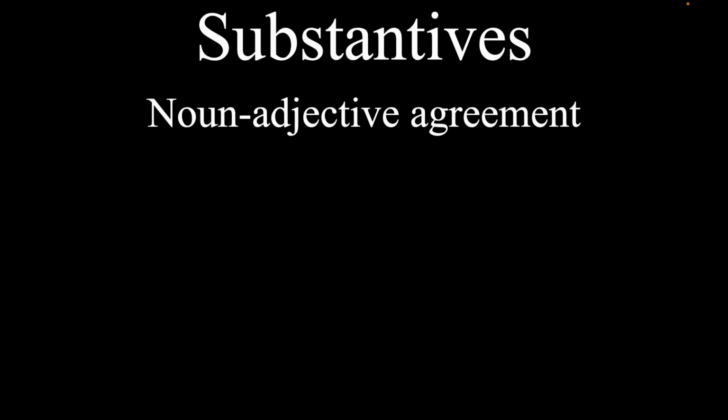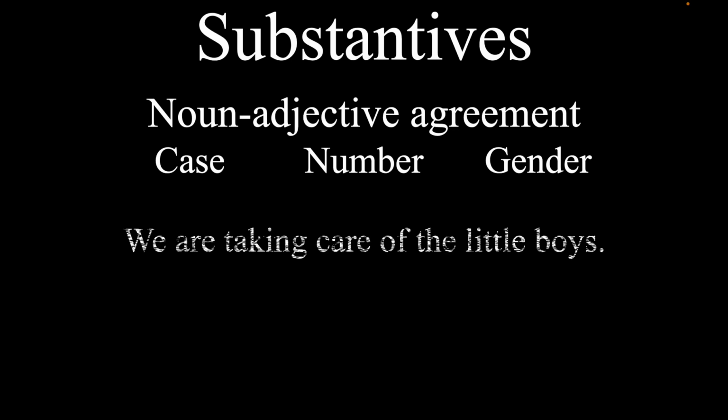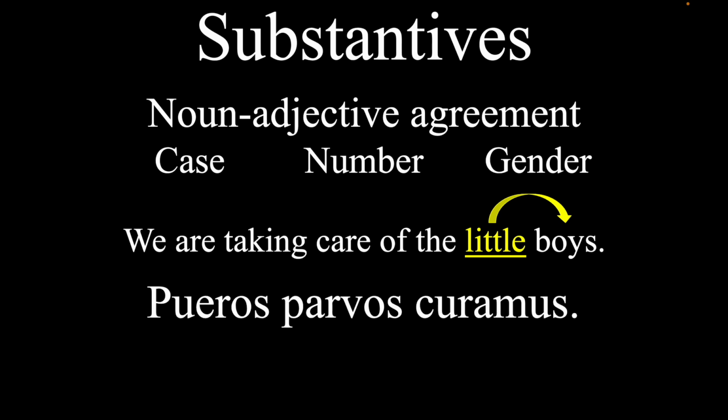In Latin, substantives are used much more often than they are in English. That's because of something that we covered in the previous video, which is noun and adjective agreement. As we covered before, nouns and adjectives will always agree in case, number, and gender. So in the previous video, we saw this example. We are taking care of the little boys. Little is an adjective describing boys, so it needs to be the same case, number, and gender as boys. Since boys is a direct object and needs to be accusative, the resulting Latin sentence is pueros parvos curamus. Both the noun and the adjective are accusative plural masculine.